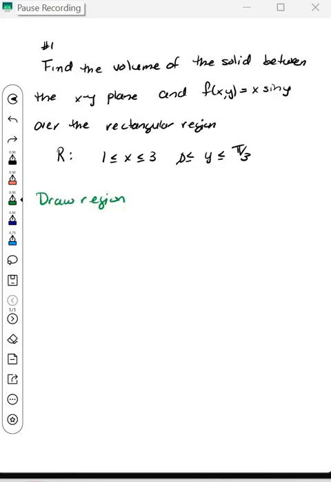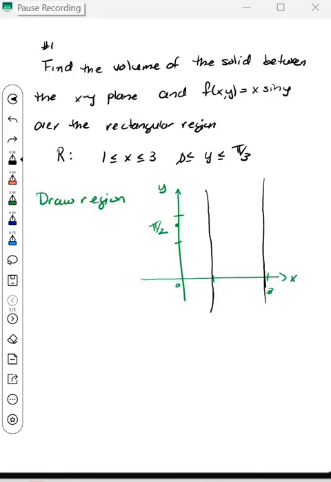And if I draw that region, what it looks like is from x, I get 1 to 3. Here's 1 to 3, and we're going to use a different color for the lines. And y goes from 0 to pi over 2, which is somewhere up here. So that's like the cut point. And if I draw that up, here's my x equals 1 to x equals 3. And here's my y equals 0 to y equals pi over 2. So it's this region right here.